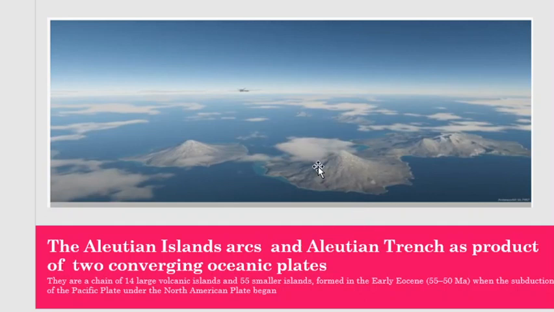plates. As you can see in this aerial picture or aerial view, they are a chain of 14 large volcanic islands and 55 smaller islands formed in the early Eocene when the subduction of the Pacific plate under the North American plate began. Another example of this is our very own the Philippine archipelago. The Philippine archipelago is actually island arcs that were also produced with the converging two oceanic plate boundaries.